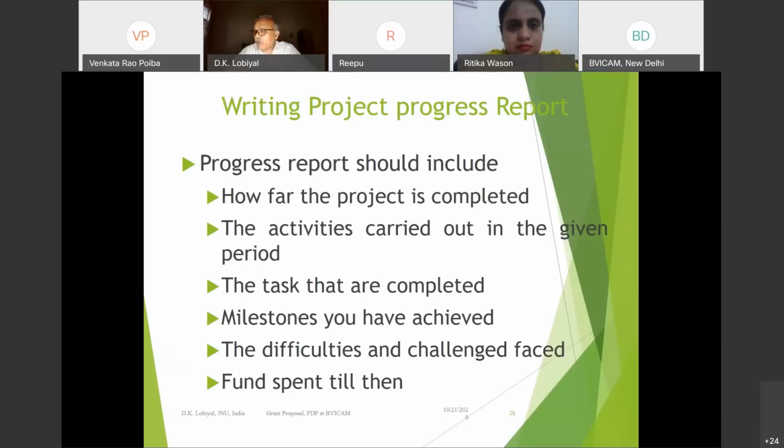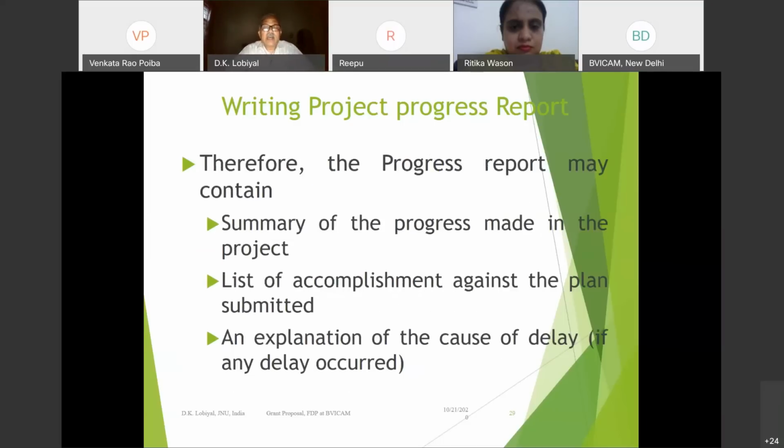And while you are making your progress report, you must make it very clear that yes, you are doing some work and doing it seriously, and therefore the next year's budget can be given. That is important. Once you have written the report, it must also contain a summary, because somebody will not like to go through the detailed report. So you can also have a summary of the progress you made in the project. Okay, I have made this progress and this is what is left. And then the list of accomplishments against the plan.